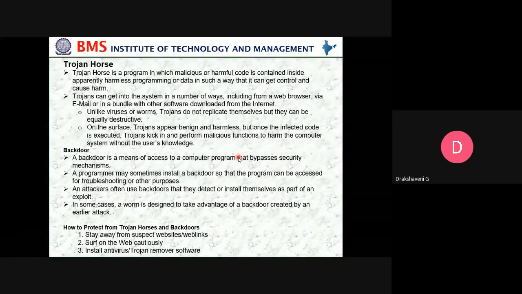How do we protect ourselves from Trojan horses and backdoors? Don't click on any unsuspected websites or web links which you feel are not correct or not safe. We should not click on those types of websites or web links. Whenever we are browsing the web, we should be very cautious. Then install antivirus software or a Trojan removal tool.